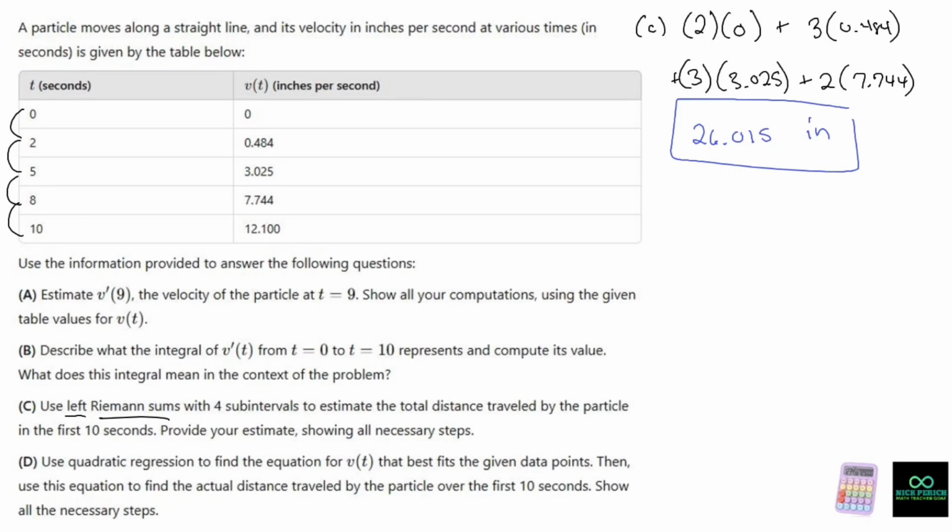Now D is asking us to use quadratic regression to find the equation of V of t. So we're going to take this table right here. We're going to do quad reg in our TI-84 Plus, and that will get us a formula. Once we get the formula, use the equation to find the actual distance traveled by the particle over the first 10 seconds. Show all the steps necessary. So not only are we writing out a formula, we're going to use that formula to find the actual distance traveled over the first 10 seconds. So here we go.